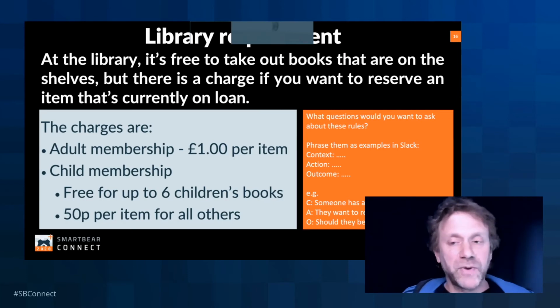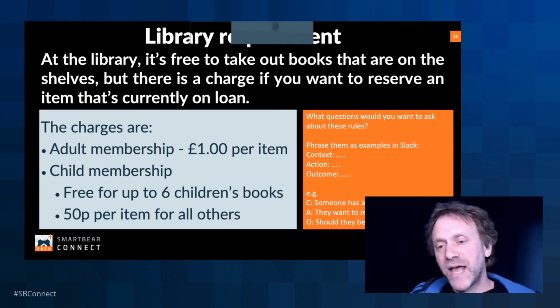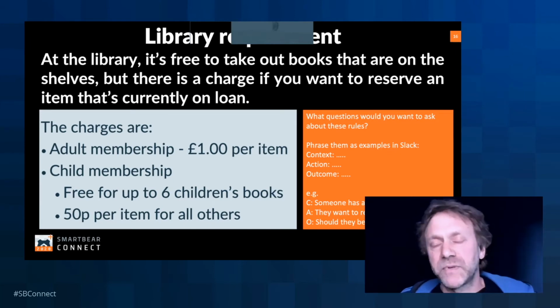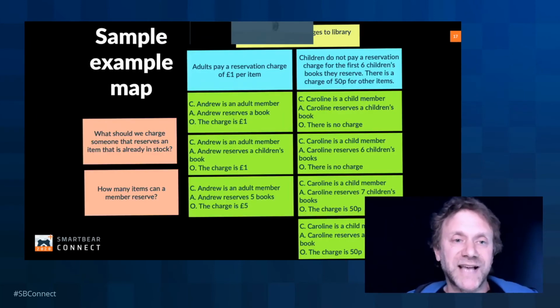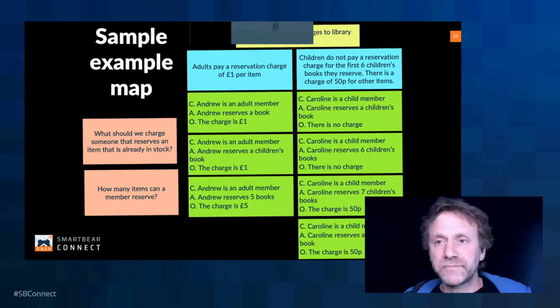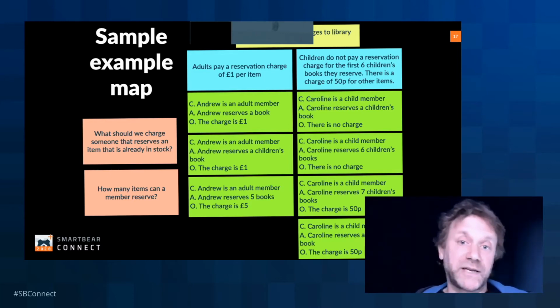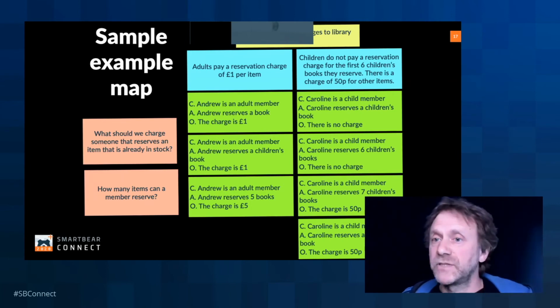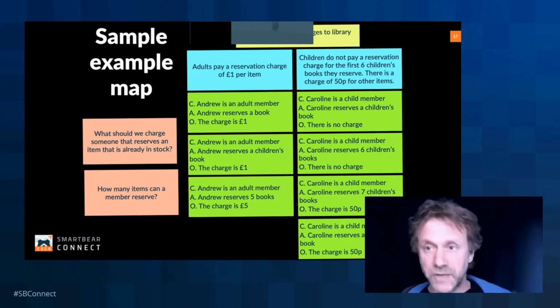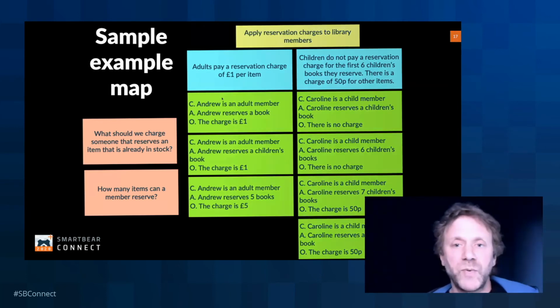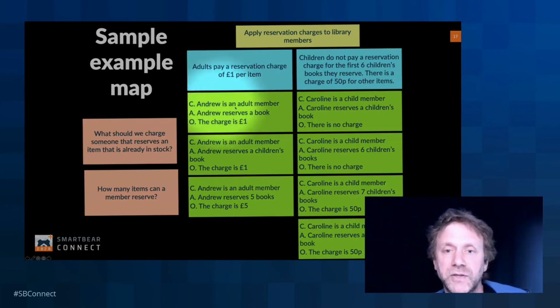Okay, great. I hope you came up with at least one on your own, and I hope you found that this format of context, action, outcome to be quite simple. Now, I've run this simulation a number of times, and here's a sample example map that sometimes comes out of this. As you can see, both the rules that we saw on the previous slide are represented by blue cards underneath the yellow story card. So adults pay a reservation charge of £1 per item. Children do not pay a reservation charge for their first 6 items.